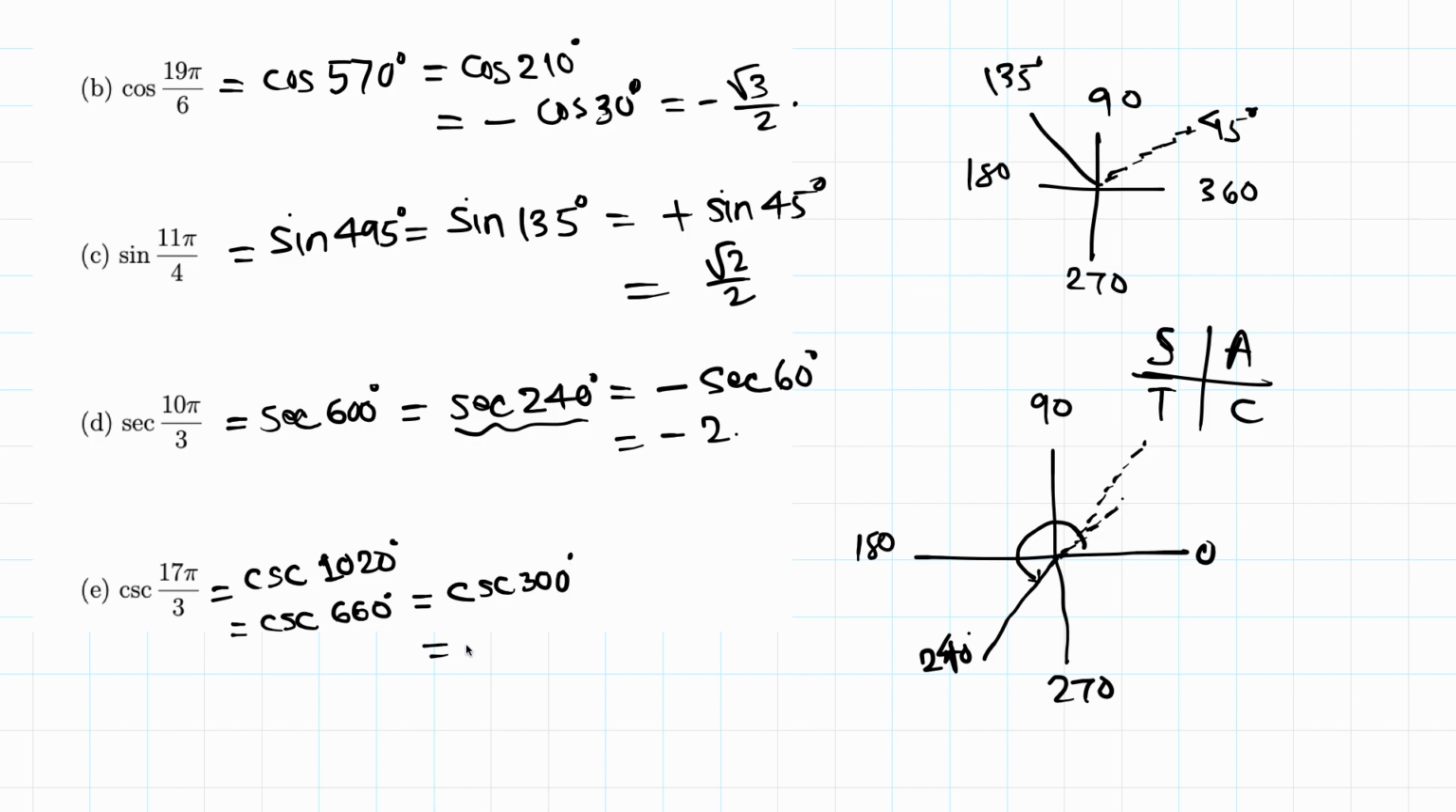Now we have two options. We can go to the unit circle. Cosecant is the reciprocal of sine, or we can bring this angle back to first quadrant. 300 would be where? So let me erase this. So 300 is bigger than 270 a little bit, so this will be 300.